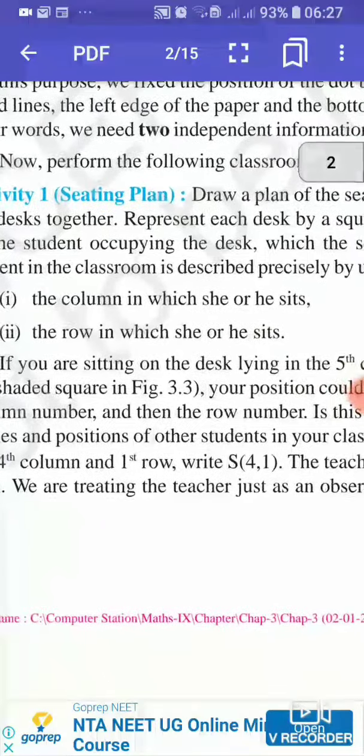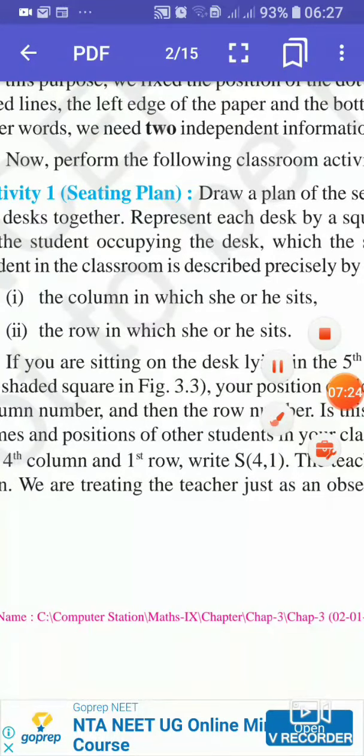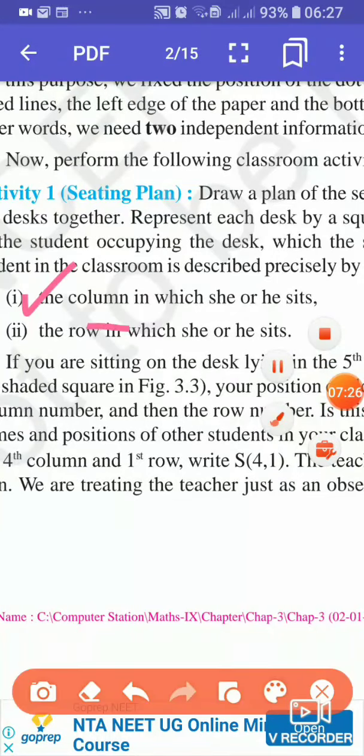Number first, the first information is the column in which she or he sits. Number second, the row in which she or he sits.